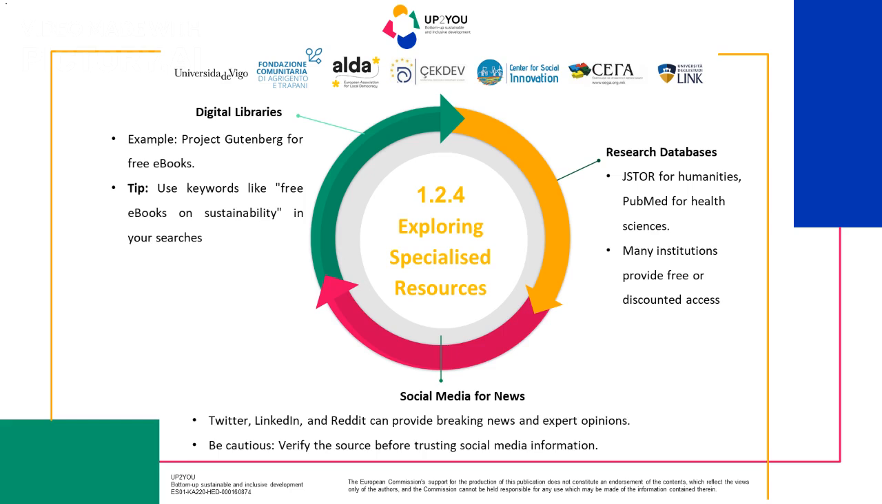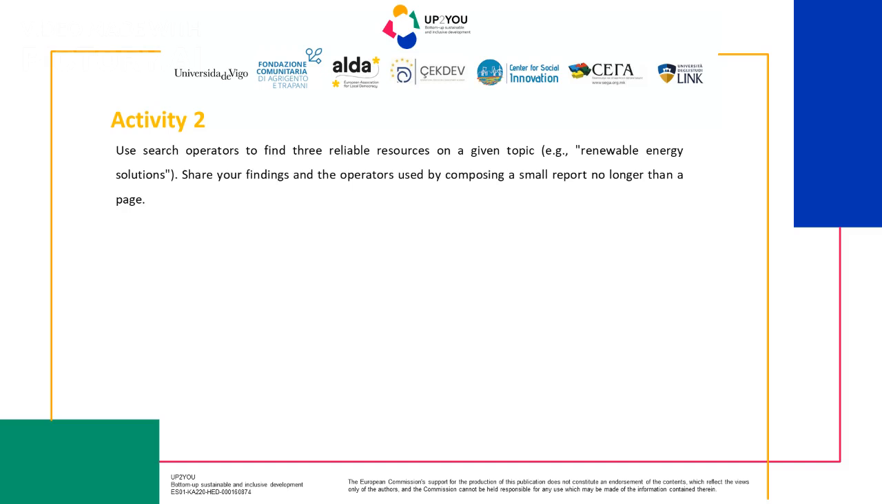Each offers unique benefits, from free ebooks to breaking news and expert opinions. Use search operators to find 3 reliable resources on a given topic, such as renewable energy solutions. Share your findings and the operators used by composing a small report no longer than a page.